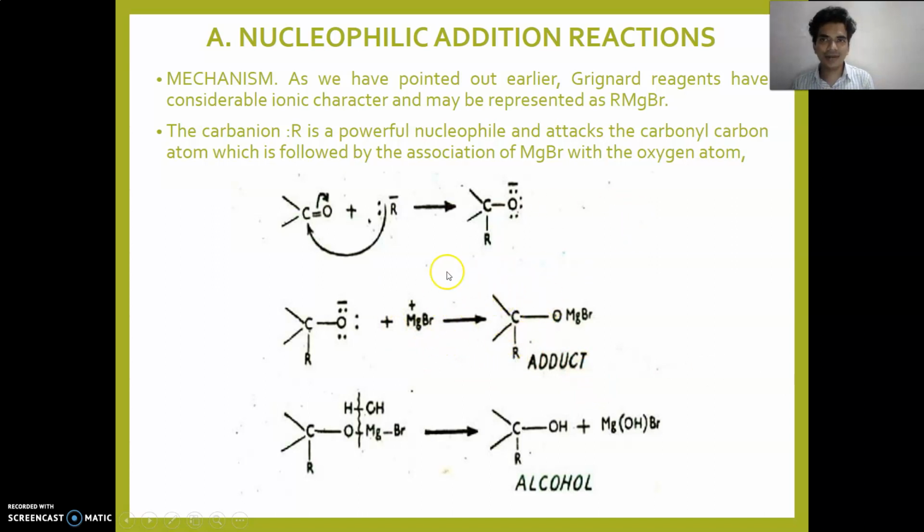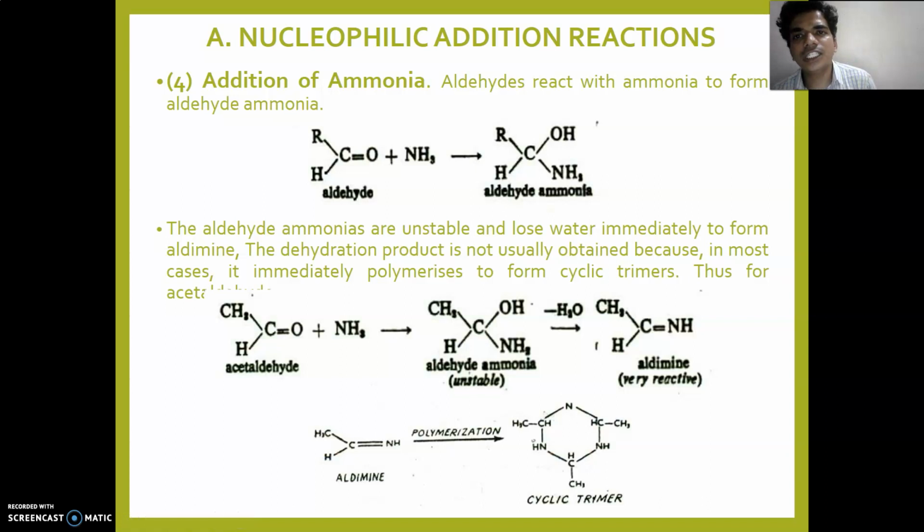Grignard's reagent has considerable ionic character, and it may be represented as R-MgBr. This carbanion is a powerful nucleophile and attacks the carbonyl carbon atom, with MgBr associating with the oxygen. The carbanion forms an adduct, and that adduct on hydrolysis, with breaking of the bond, forms the alcohol.